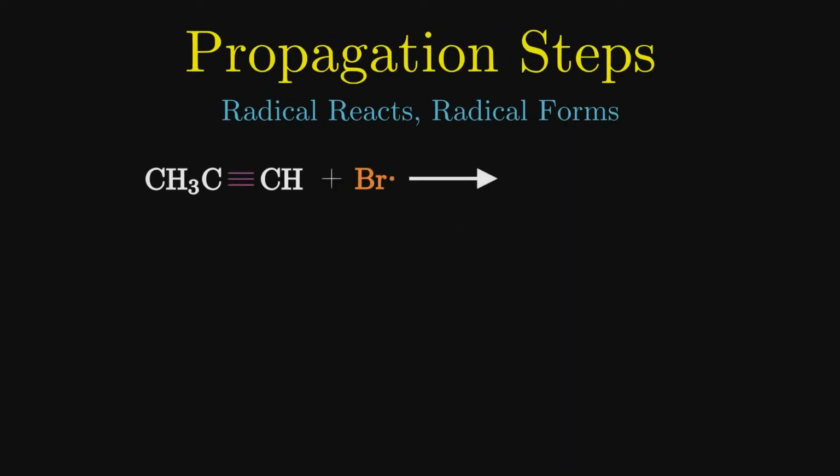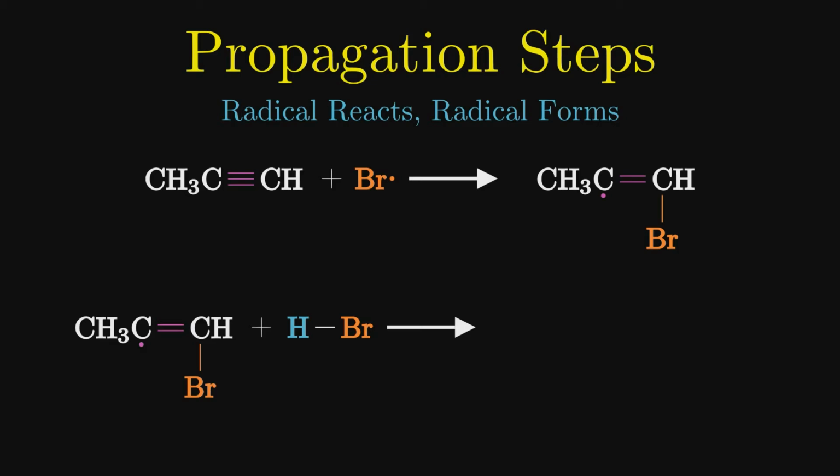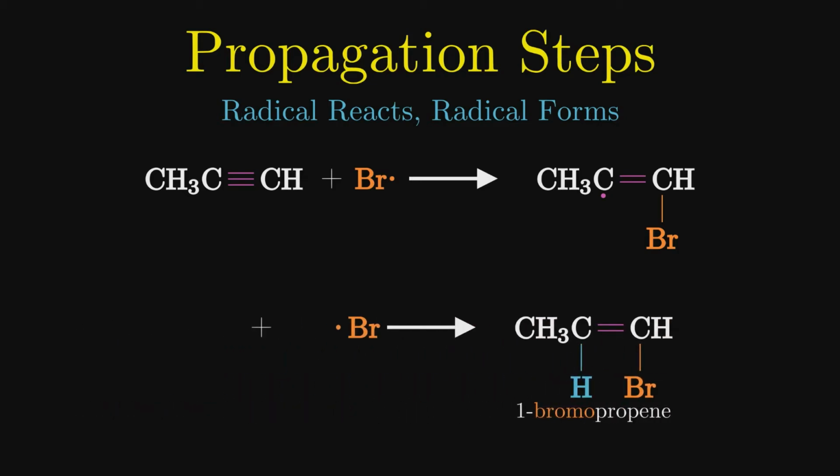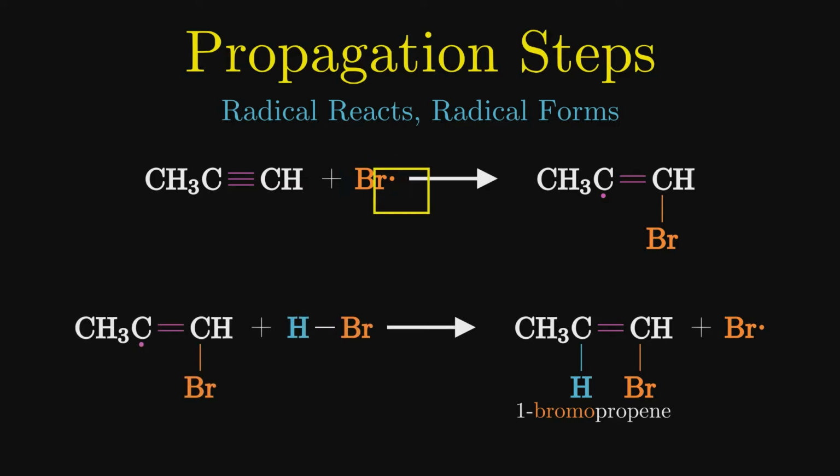The bromine radical reacts with the alkyne and forms an alkenyl bromide radical. This radical then reacts with hydrogen bromide and produces the expected product. Crucially, at the end of the propagation steps, the original bromine radical is created, and so the process continues.